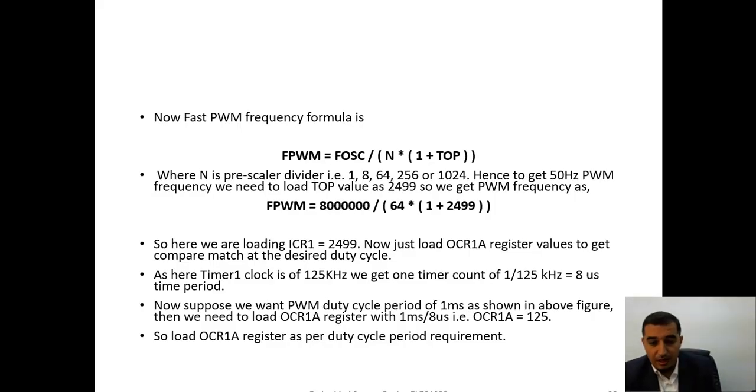In order to do that, I need to put a value on the output compare register 1. Now, here we know that the 2499 is used to generate the 50 hertz. Timer 1, as timer 1 clock has 125 kilohertz, we get 8 microseconds per period.